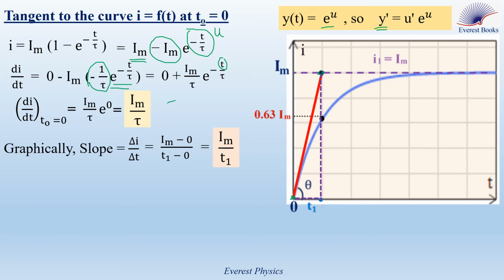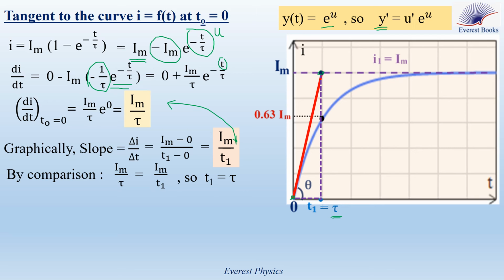Now, by comparison, you will observe that Im over tau is equal to Im over T1, which means that T1 is equal to tau. So this is tau.